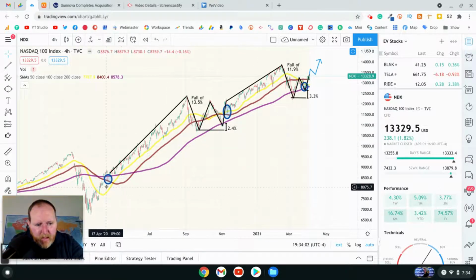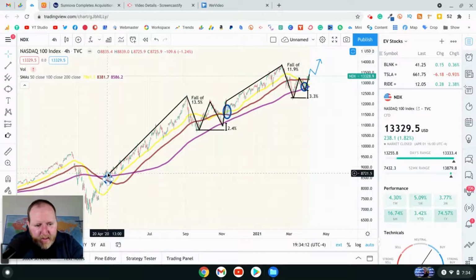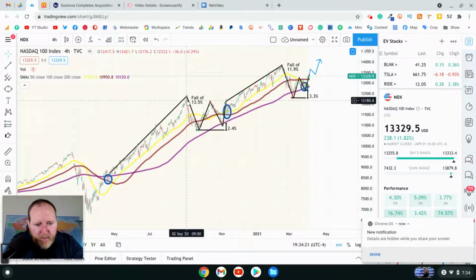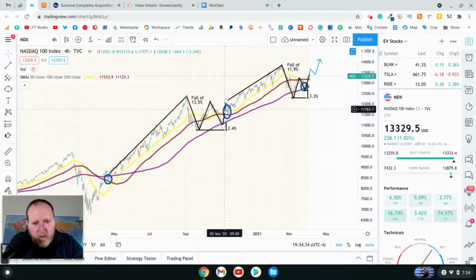If you look at this blue circle here, when it bounced off of the brown line and started the rally, the rally lasted from April of 2020 all the way till the very 1st of September of 2020. And then we had a double bottom. And then after that double bottom, look right here. On the complete right side of the W, on the way up right here, we had a bounce.